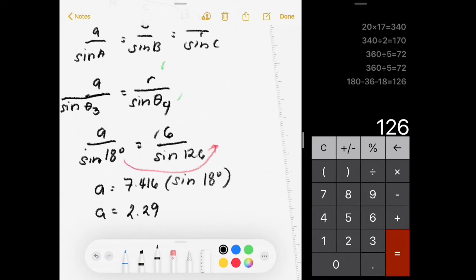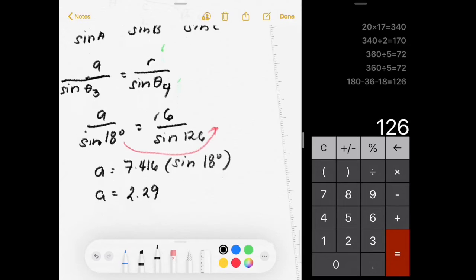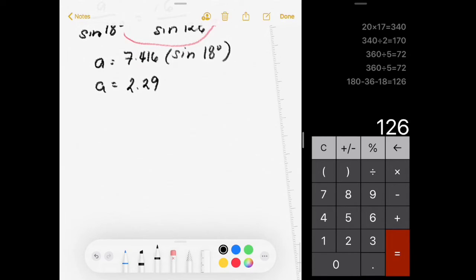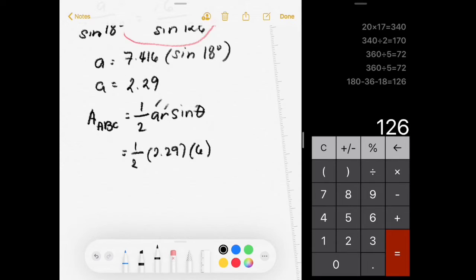Okay. Ano na sunod ngayon? Since may A na tayo, makakapag-solve tayo ng area ng triangle. So, area ABC, use the formula 1/2 A R sine theta. That's the formula of the triangle. So, 1/2 A is 2.29, ang radius or R is 6, times sine 36.